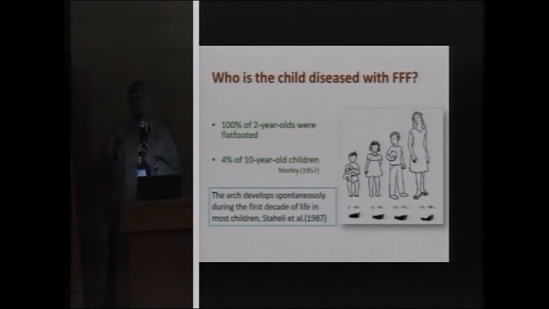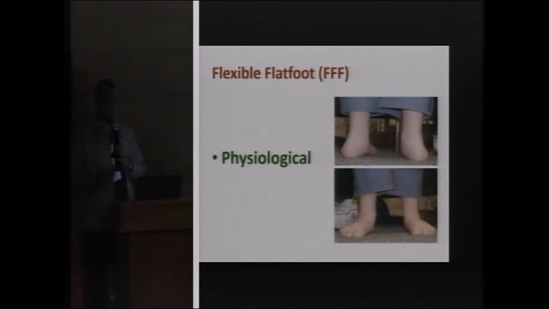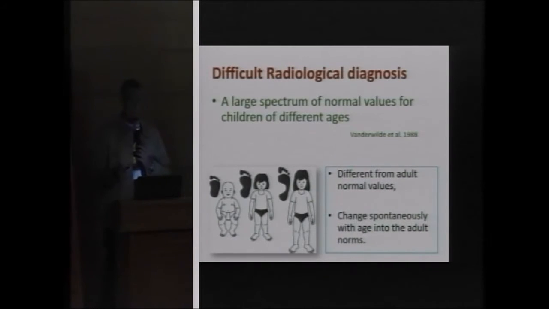Who is the child affected or diseased with flat foot? When you know that at the age of 2 years, we have 100% incidence of flat foot in children, there is no disease with an incidence of 100%. So we have a problem in our understanding, because with 100%, there is no disease. It is a normal variant to have a flat foot at the age of 2 years. And at the age of 10 years, only 4% will have flat foot. This means that there is improvement of about 96% of flat foot over the first decade of life. So in most cases, flexible flat foot is physiological, it's not a disease.